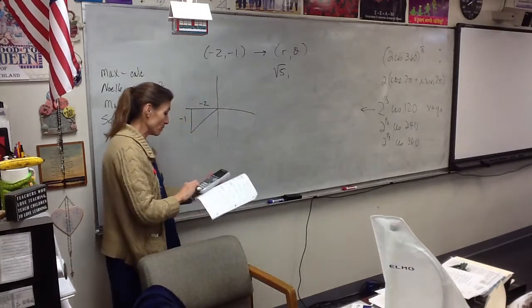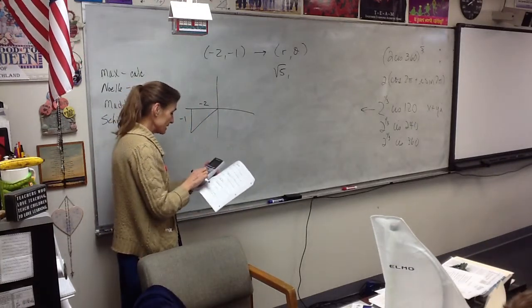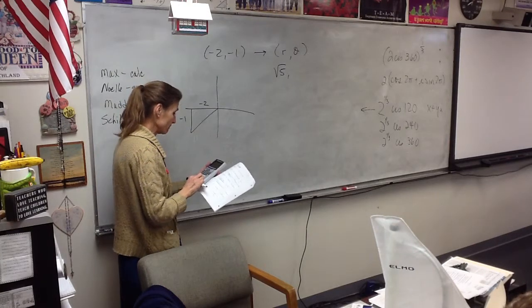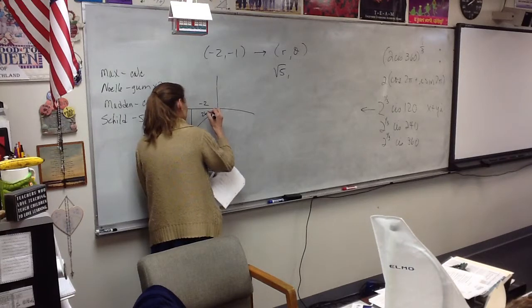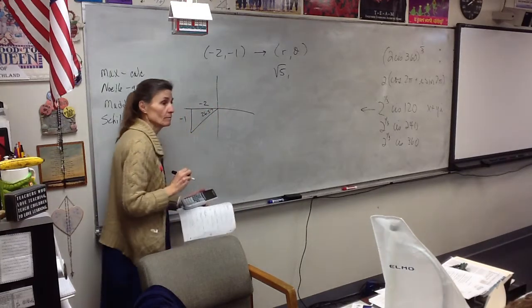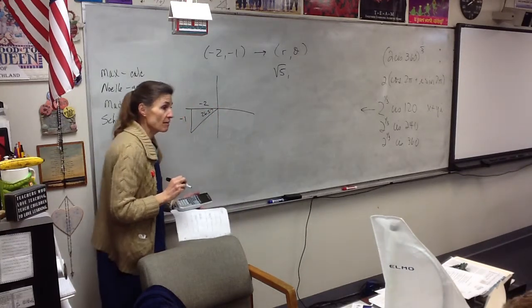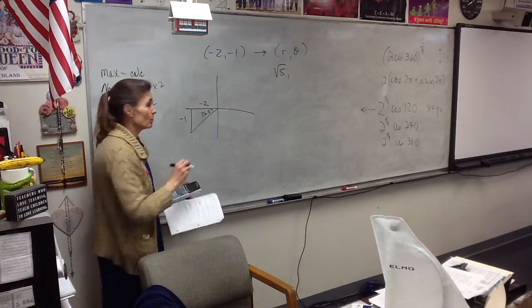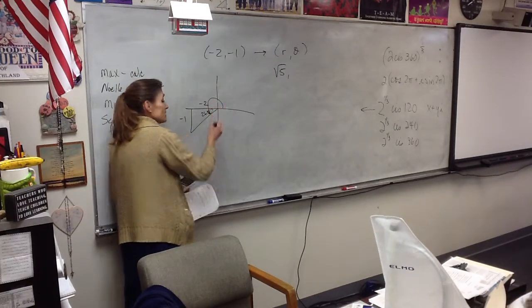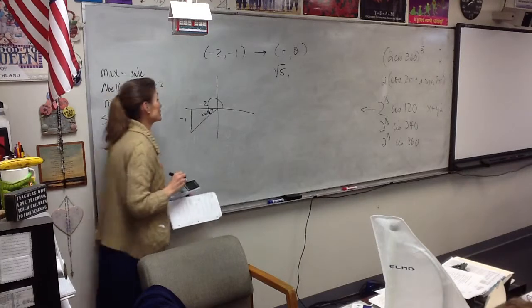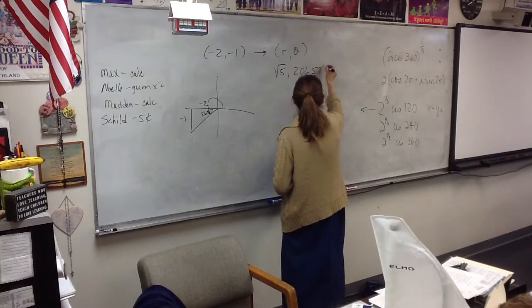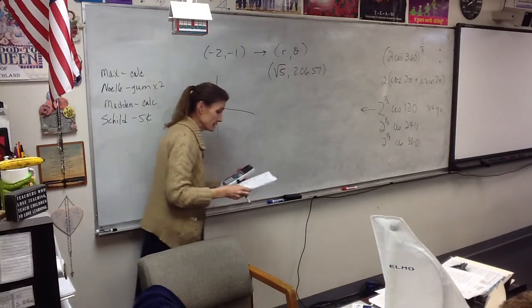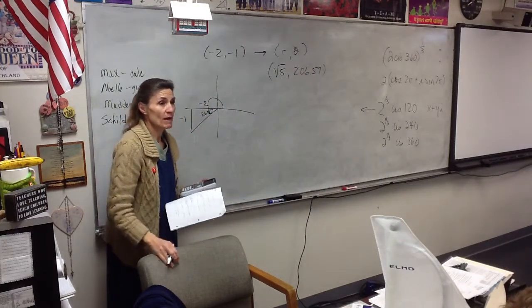What buttons will I press? Second, tangent, 1/2. And I got 26.57. Is that theta? No. This is theta, right? So I've got to add 180, so 206.57. Does anybody have a question about that?